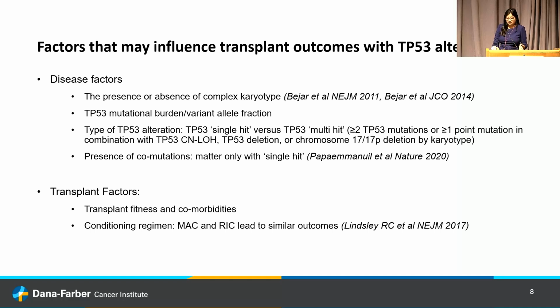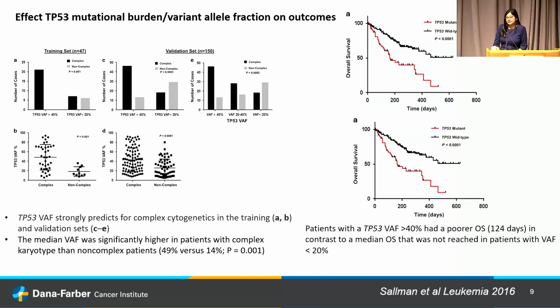In the single hit patients, it may have some value, but if you have a biallelic P53 patient, firstly, they normally don't have a lot of co-mutations, and it doesn't seem to matter. Transplant factors, of course, fitness and comorbidities are always very important. In Coleman's paper, he did show that MAC and reduced intensity conditioning led to similar outcomes. And based on that, we do prefer reduced intensity conditioning because we do not want to add the additional toxicity of a myeloablative regimen when it's not going to help.